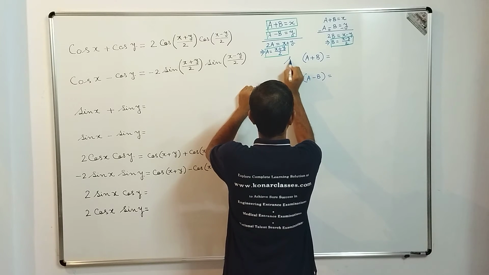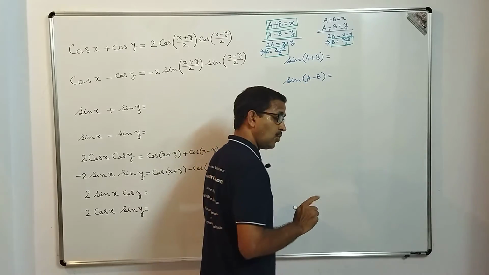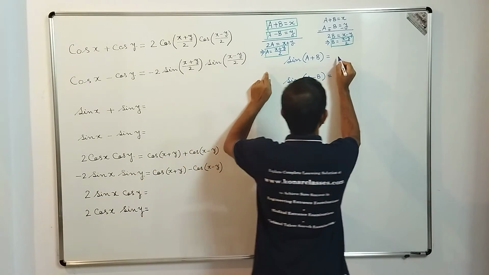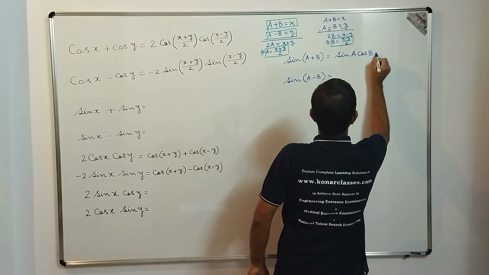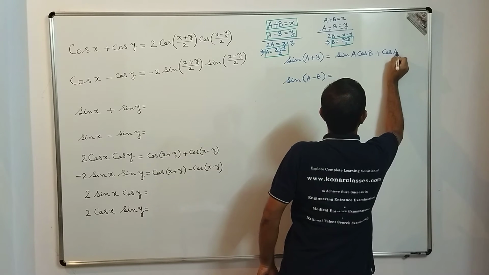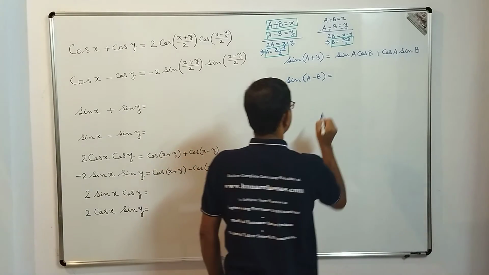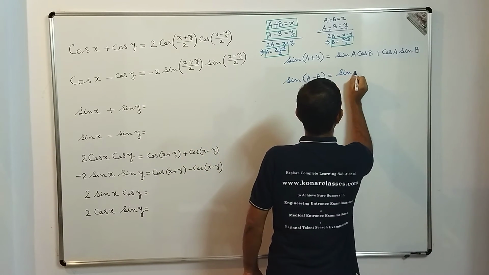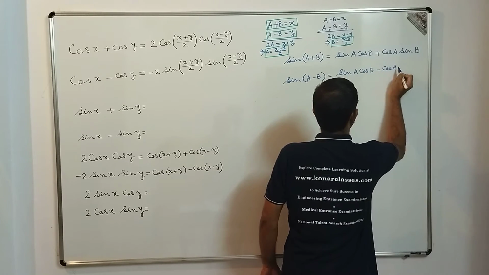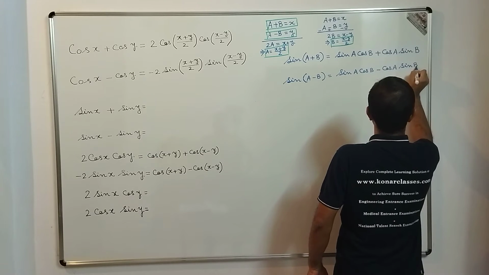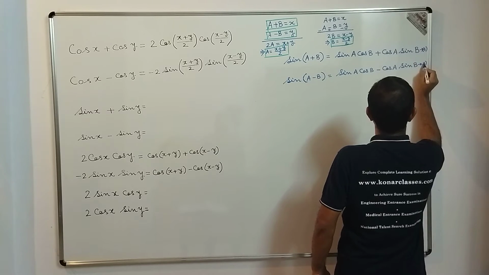So what we are going to write here, dear students, is sin (a plus b), and here sin (a minus b). Sin (a plus b) is equal to, we know, sin a cos b plus cos a sin b, and sin (a minus b) is sin a cos b minus cos a sin b. So this we call equation 1 and this equation 2.